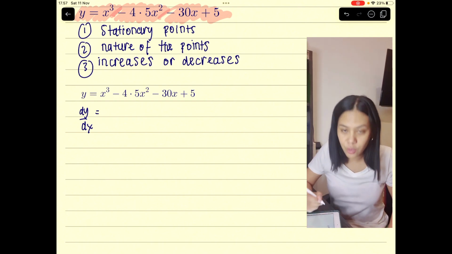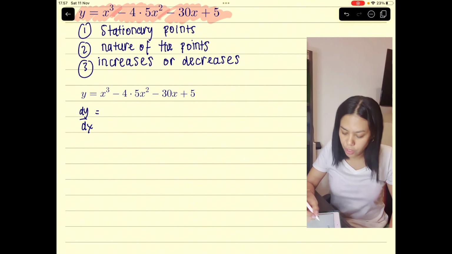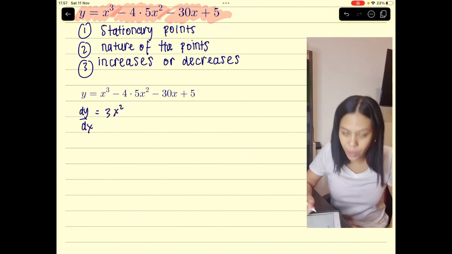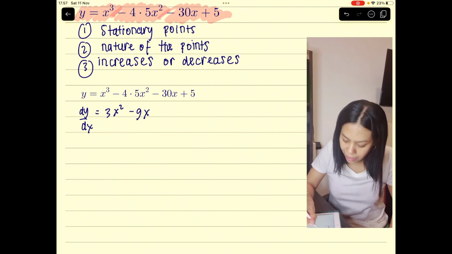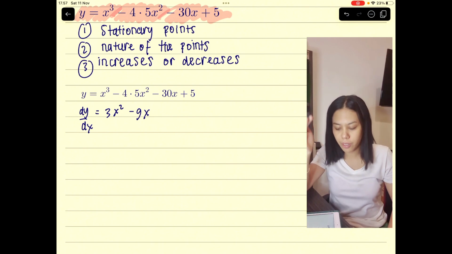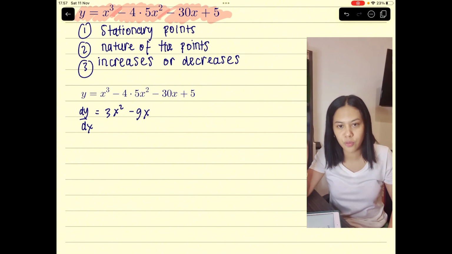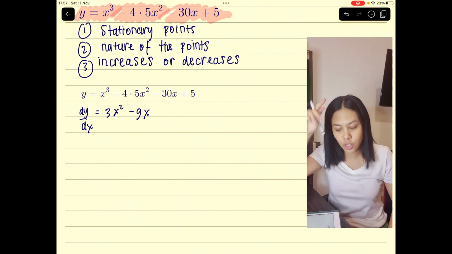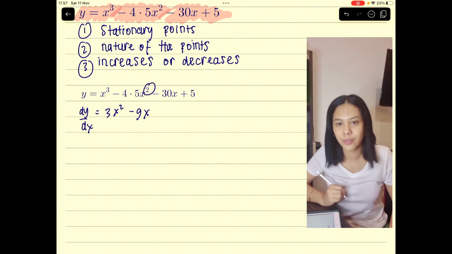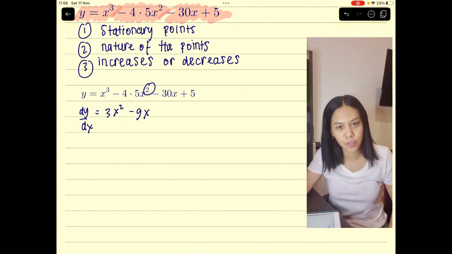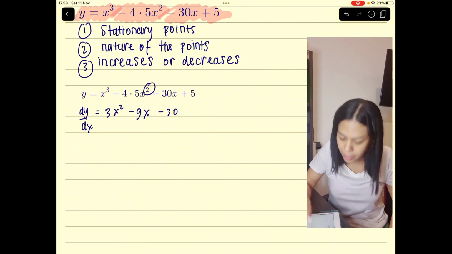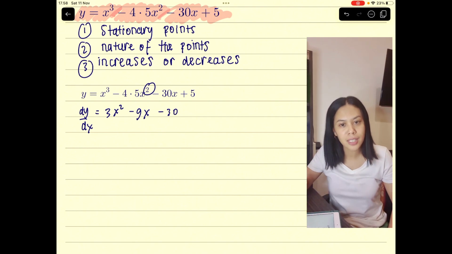Okay, so let's differentiate x cubed. X cubed is going to be 3x squared, because you bring the 3 to the front. Negative 4.5x squared is going to be negative 9x to the power of 1. Remember, you bring the 2 to the front, so 2 times 4.5x, and then the power 2, you minus 1, so 9x to the power of 1. The negative 30x becomes negative 30. And the 5 is a constant, so it's just 0. So we're just going to leave the 5 alone.